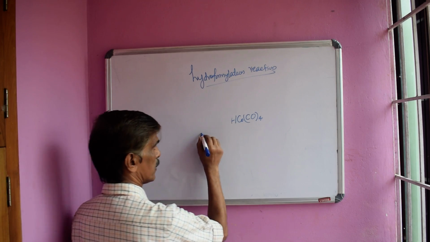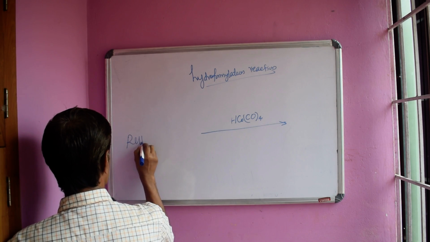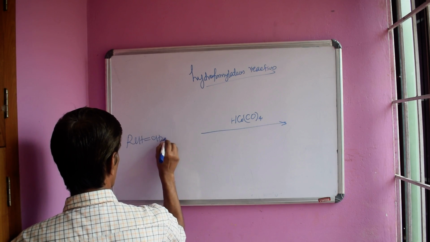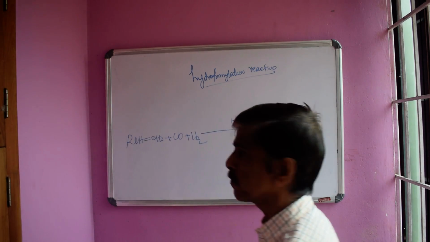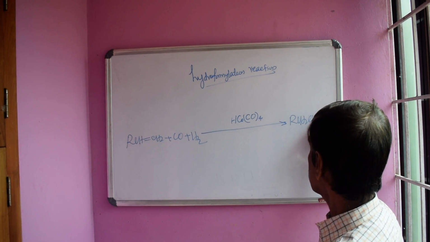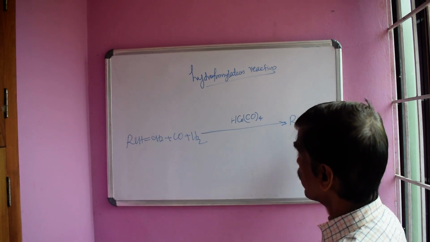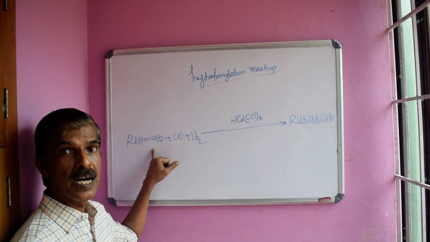That is the reaction of a RCH=CH2 plus CO plus H2 into RCH2CH2CHO. That is an aldehyde with one more carbon atom than was present in the reactant olefin.